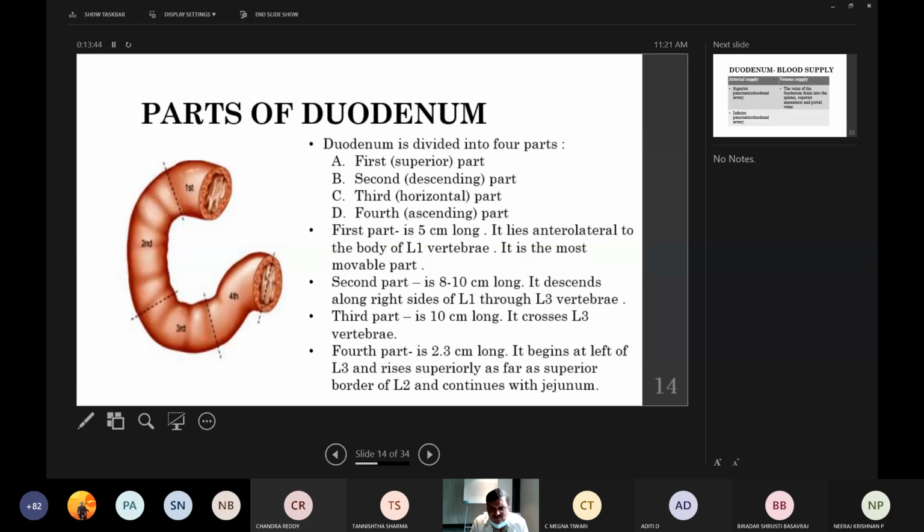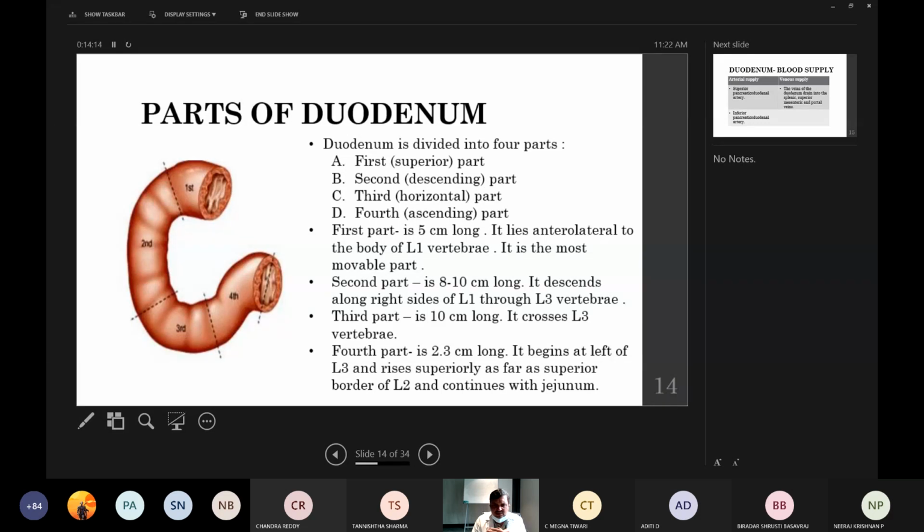The first part is 5 centimeters long. It is anterolateral to the body of the first lumbar vertebra. It is the most movable part because it is suspended by the lesser omentum and greater omentum. Hence, that part of the duodenum is more movable. Understand? The first part, which is the superior part, is 5 centimeters. It is anterolateral to the body of the first lumbar vertebra. It is the most movable part.